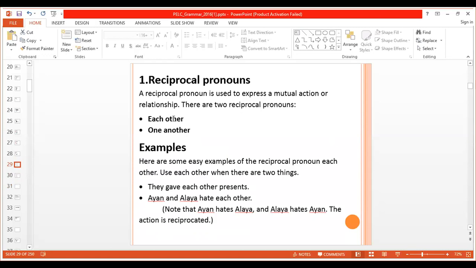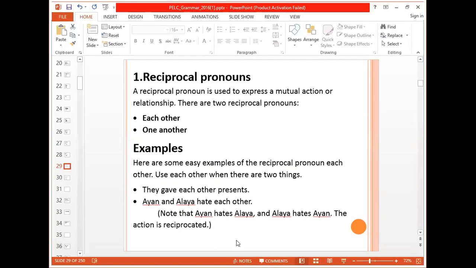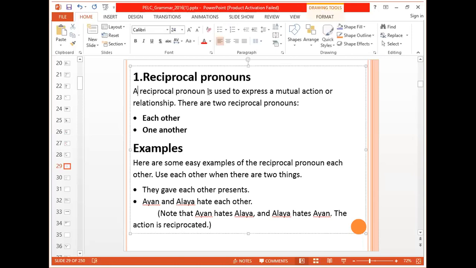All right, let's come towards reciprocal pronouns. But before going to reciprocal pronouns, let me explain the definition, Claire. Reciprocal pronouns are those pronouns used to express a mutual action. What sort of action? Mutual action. Or simply, I can write down another, easier definition for you.